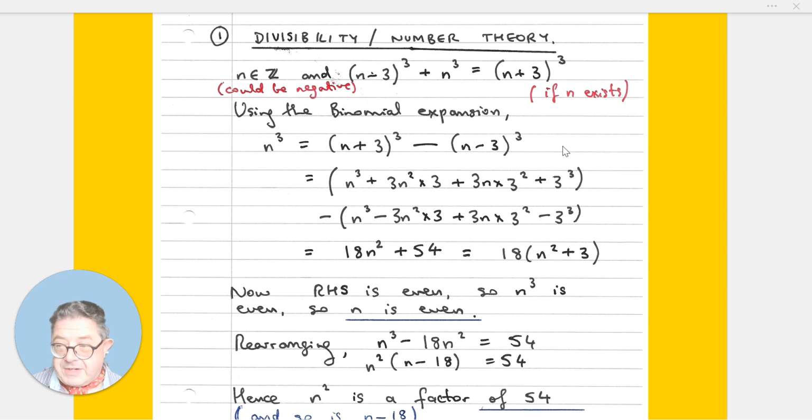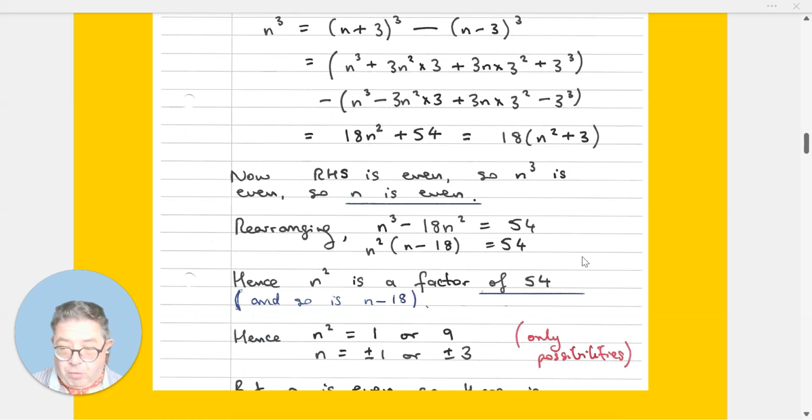Now the first thing we need to explain is why n must be even. The right hand side is even because of the 18, therefore n cubed is even, and we know that if n cubed is even, n must be even too. That's a well-known result that we can quote here. So n is even. We can see the 54 mentioned in the question looming large, so I'm going to take the 18n squared to the left: n cubed minus 18n squared equals 54, and a simple factorization is that n squared times n minus 18 equals 54.